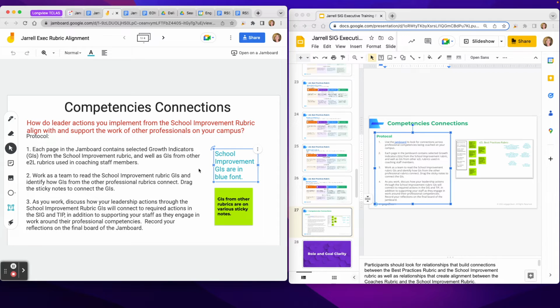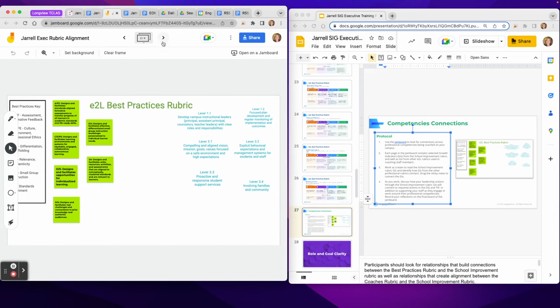in blue font, as well as GIs from other rubrics that are being used. And so they're going to work together to look for those connections in the Jamboard, and really encourage them to discuss how their leadership actions through the school improvement rubric GIs will connect to the actions of their school improvement grant, their targeted improvement plan, and how they're supporting their staff as the staff that's being coached.